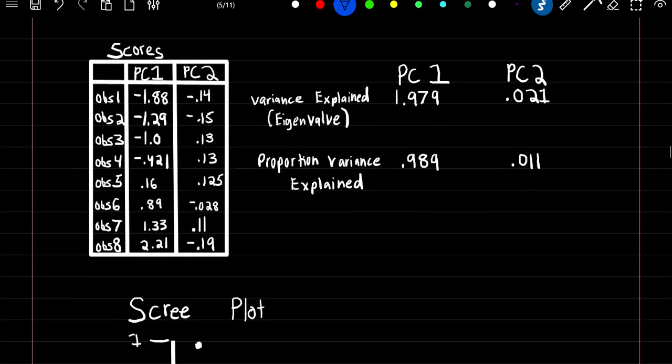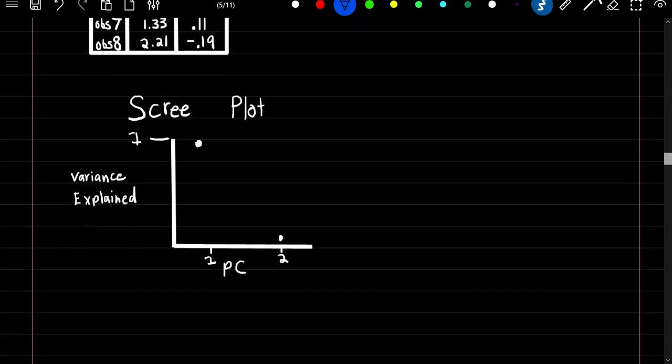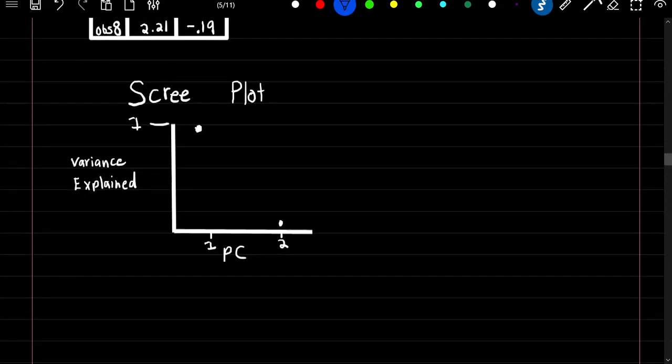Another thing we can do with our scores is come up with the variance explained, or the eigenvalue, for each of our principal components. From this, we can find the proportion of variance explained for each of our principal components. Using this information, we can add it to a Scree plot, where we're going to have the number of principal components on the x-axis and the variance explained, or the proportion of variance explained, on the y-axis, and this will give us an indication of the number of principal components we can use in our final data set.